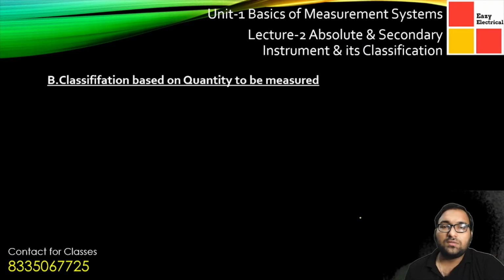Now coming to the classification based on the quantity to be measured, we all know that an ammeter is basically used for measurement of the current.